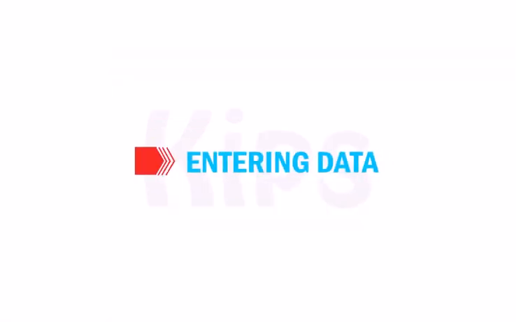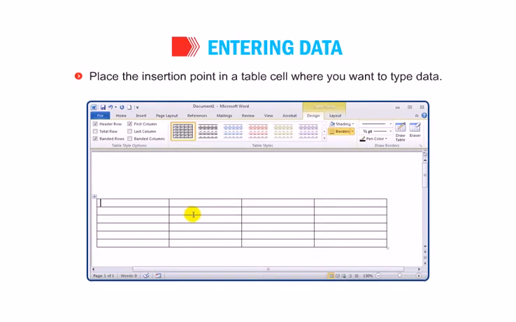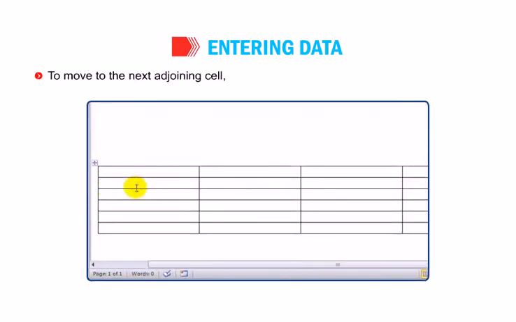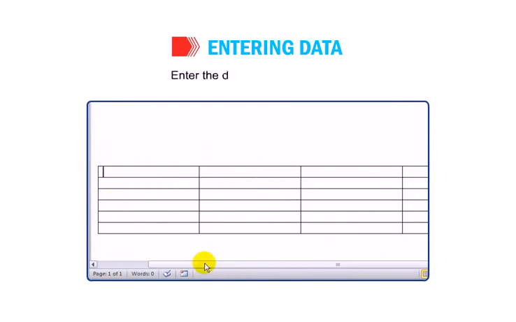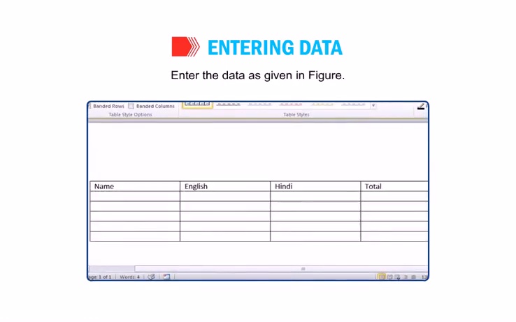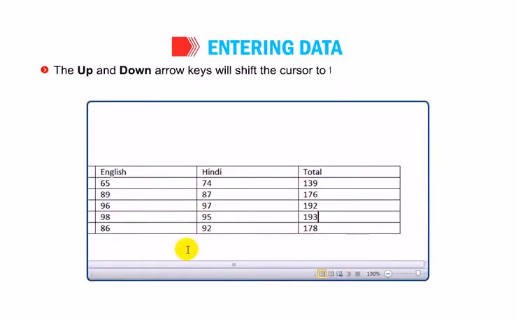Now let us learn how to enter data in a table. Place the insertion point in a table cell where you want to type data. To move to the next adjoining cell, either press the Tab key or the right arrow key. To move to the previous cell, either press the Shift plus Tab key or the left arrow key. Enter the data as given in figure. The up and down arrow keys will shift the cursor to the cells above or below the current cell.